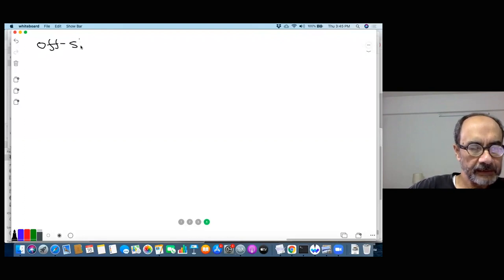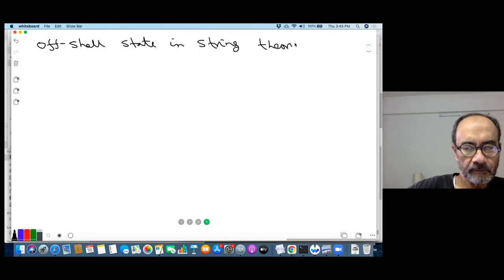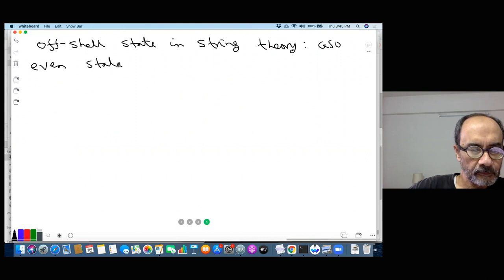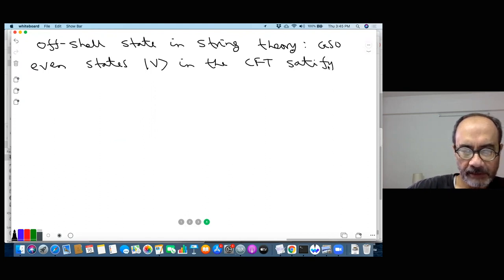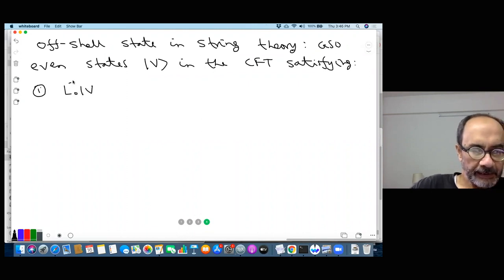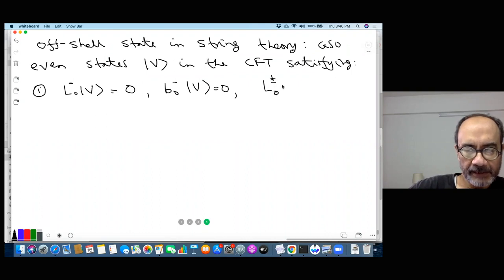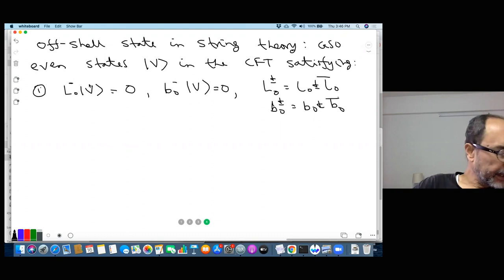So let me now say what is a general off-shell state in string theory. These are GSO even states V in the CFT, which could satisfy several conditions. First is what we have already seen in the bosonic string theory, that L0 minus and B0 minus on V vanish. Let me remind you, L0 plus minus is L0 plus minus L0 bar, B0 plus minus is B0 plus minus B0 bar. So this was the only constraint we had in bosonic string theory for off-shell states.